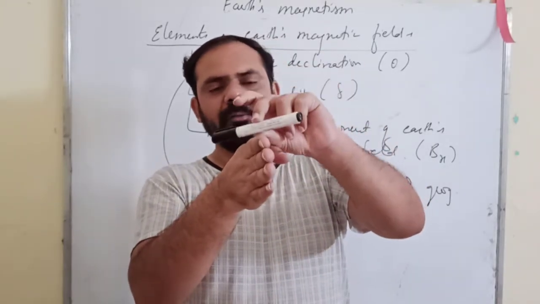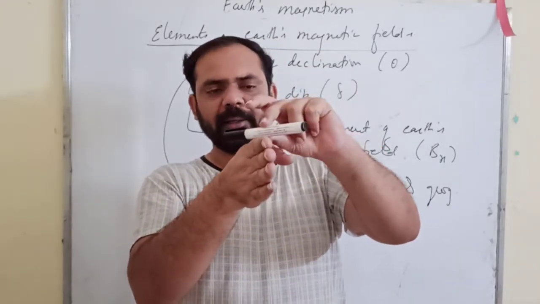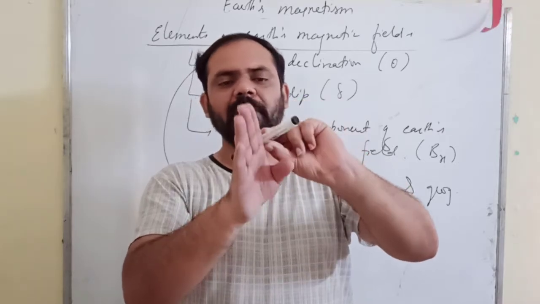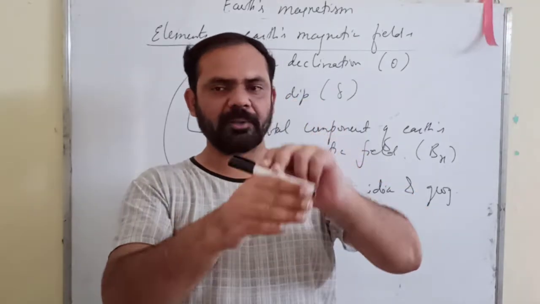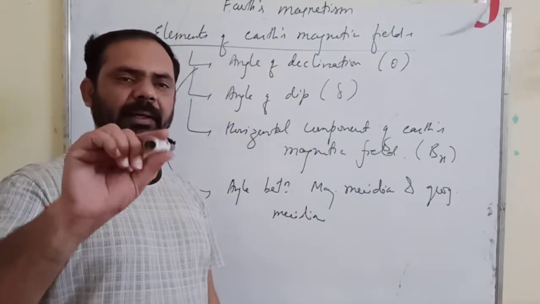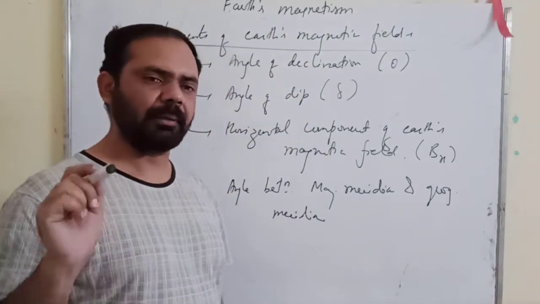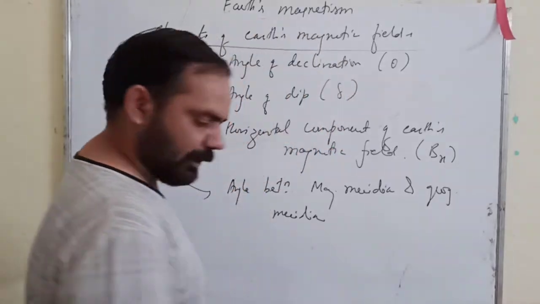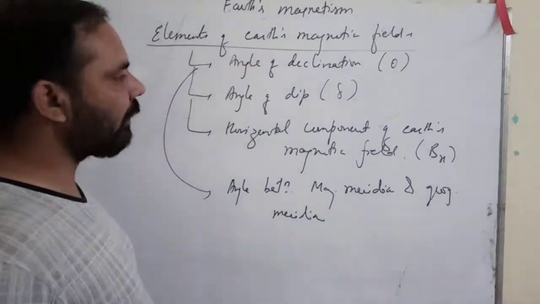The magnet will always align itself along the magnetic meridian. So whatever is the angle between them is called the angle of declination. This way you can find out the angle of declination at a particular point.